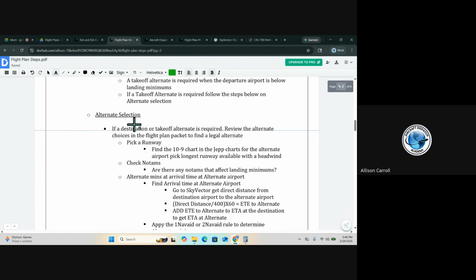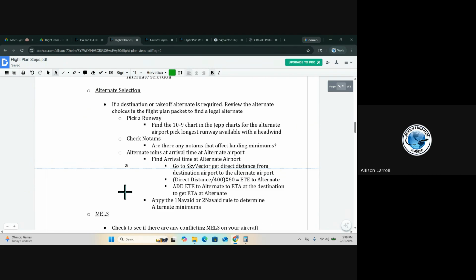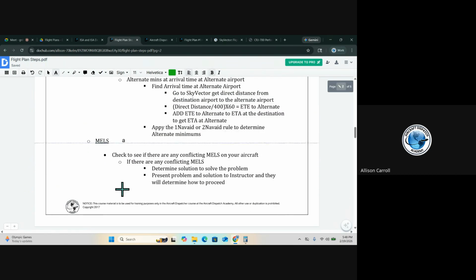So we didn't have to go through this next section of alternate selection. You will go through it, don't worry. But just for this specific flight plan, we don't require any alternates. And so we didn't have to go through this alternate selection section in here. We checked to see if we had any MELs, which we did not.